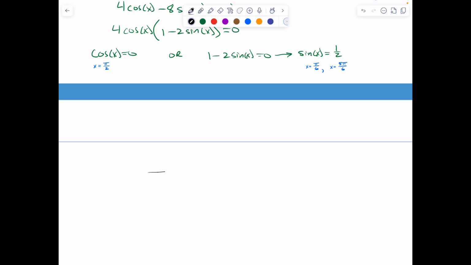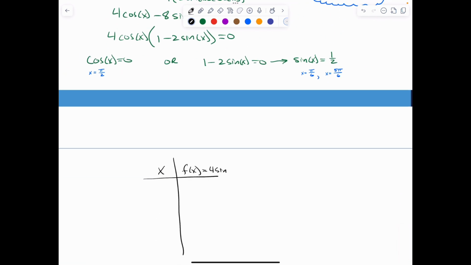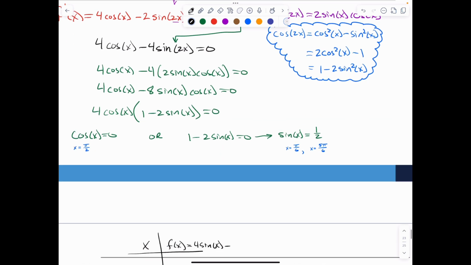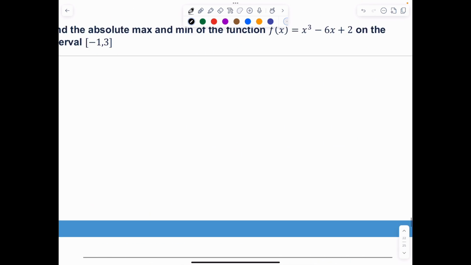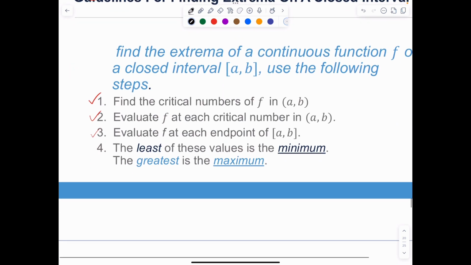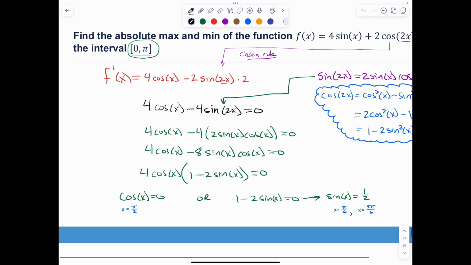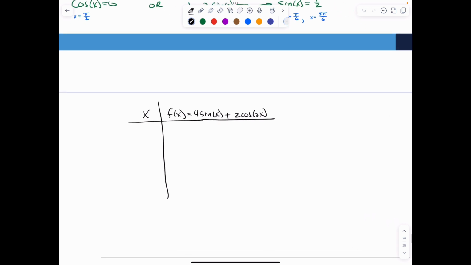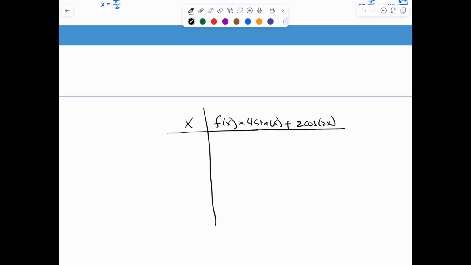I love making tables. Start with x, and then f of x, which is 4 sine of x plus 2 cosine of 2x. Okay, so here's what we're going to put on our table. Just to review, you put on the table the critical numbers and endpoints. Then the smallest will be the minimum, the biggest will be the maximum. That last part is the one that you could give to your little brother or sister as long as you've evaluated the function correctly. Okay, so I'll do my critical numbers first.